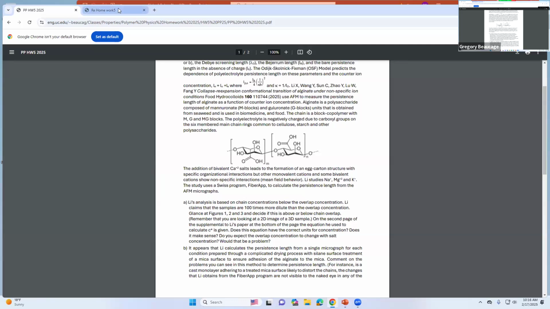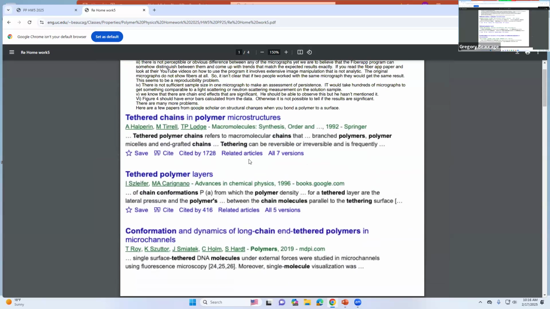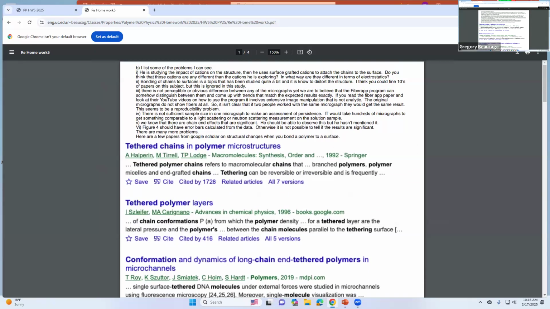Let's see. Oh, here's the B. I did list a bunch of things here. Oh, I listed it as I. That's cations bonding chains to the surface. There's no perceptible or obvious difference in the micrographs. It's not a sufficient sample size.